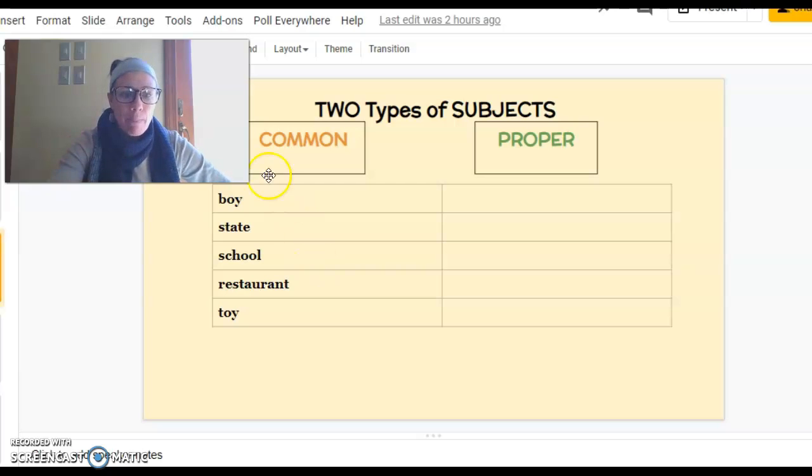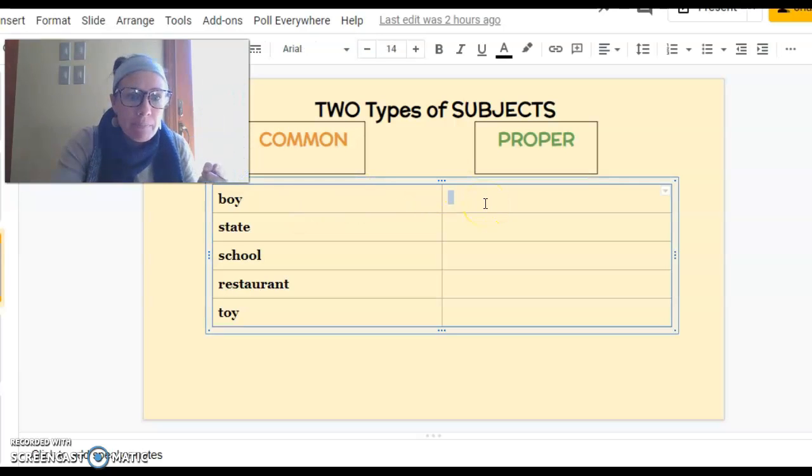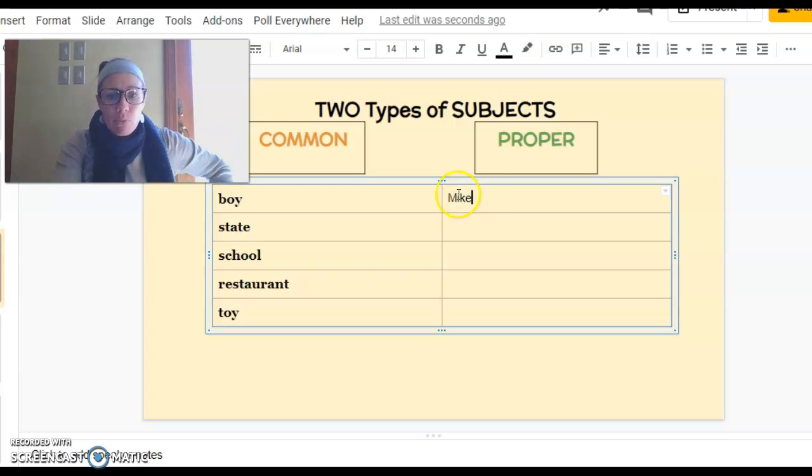So if I say a boy, there's tons of boys, right? It's just a common subject. We don't put an uppercase, we don't capitalize it, we're just talking about any boy. But if I'm talking about a specific boy, that's considered proper. It's naming the subject. So, like you, what's your name? Mike. If I'm talking about Mike, that would be a proper noun.